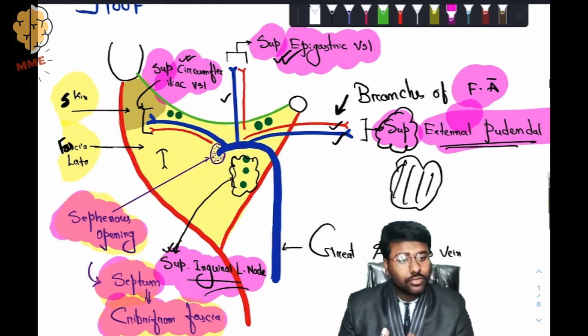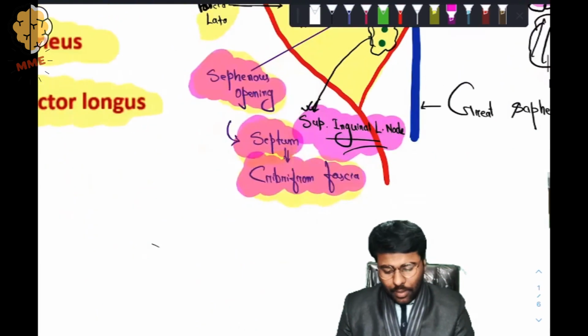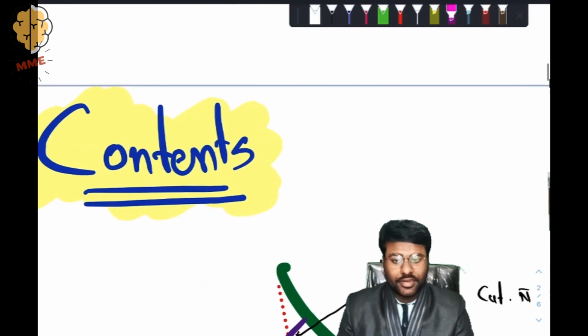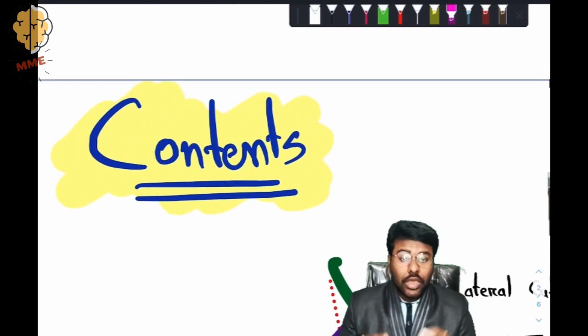One to the medial side, the external pudendal vessels. One to the lateral side, the circumflex iliac vessels, veins and artery. They are superficial. And one is above. What is present above? The epigastric region, so the superficial epigastric vessels. So it's clear, this is about the roof. Now coming to the main thing, the contents. What are the contents present in the femoral triangle?